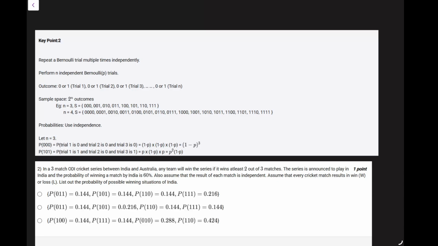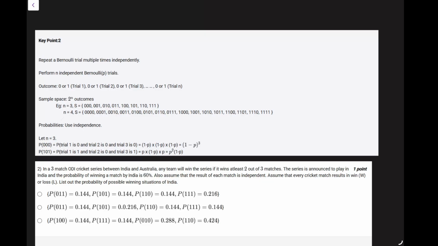Repeat a Bernoulli's trial multiple times independently. Perform n independent Bernoulli trials. Each trial has outcome 0 or 1: trial 1 is 0 or 1, trial 2 is 0 or 1, and so on. So the sample space has 2 to the power n outcomes. This is where the geometric series comes in. Well, not geometric series, but n times of some trial going on, n times of a possible outcome. So the sample space is 2 to the power n. And if, let's say, n is 3, you should have how many? 8 outcomes. 1, 2, 3, 4, 5, 6, 7, 8.